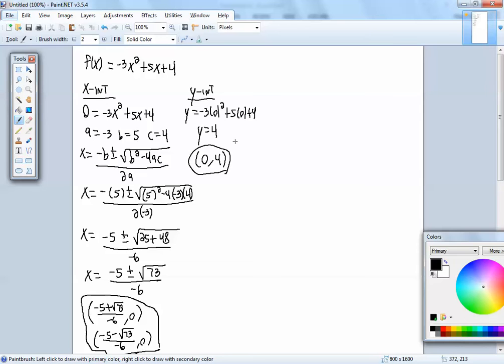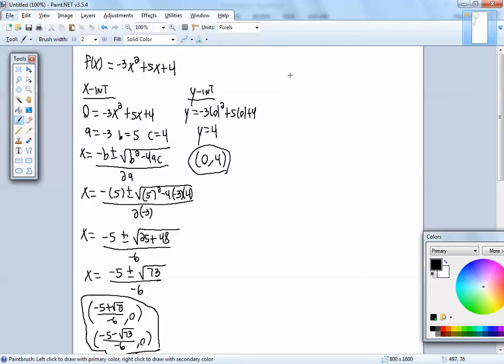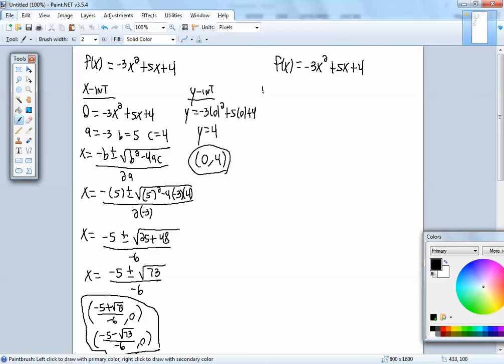Okay, now our next instruction is, if it's in general form, convert it to standard. If it's in standard, convert it to general. So we're going to have f of x equal to negative 3x squared plus 5x plus 4. And I'll bring up my steps for this. Step 1. Factor out the number in front of the x squared from the first two terms. So we'll factor out a negative 3, and that gives us x squared plus 5 divided by negative 3x, then plus 4.